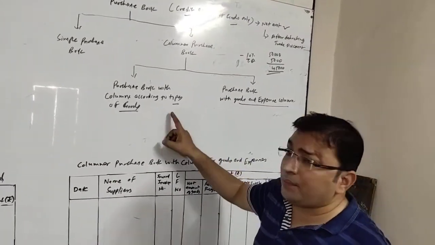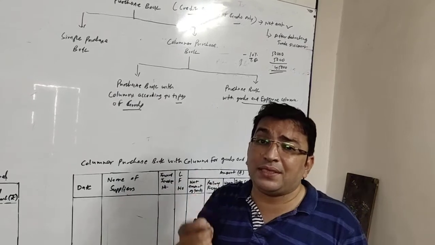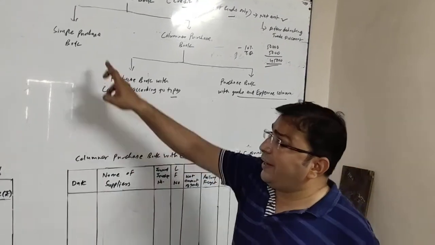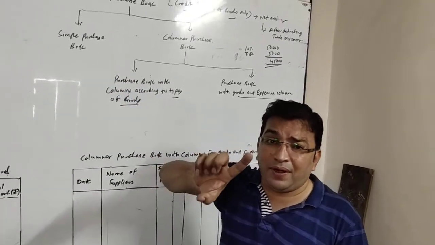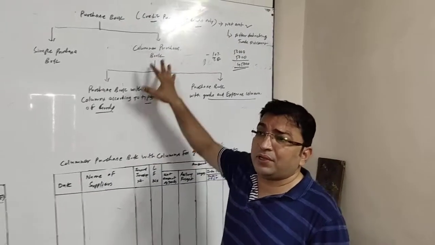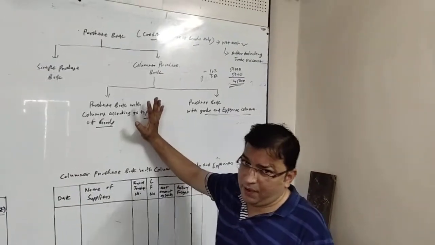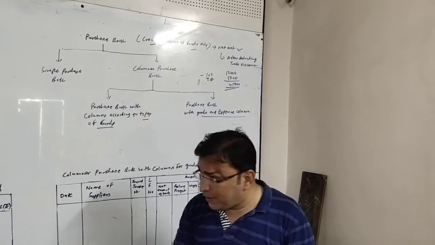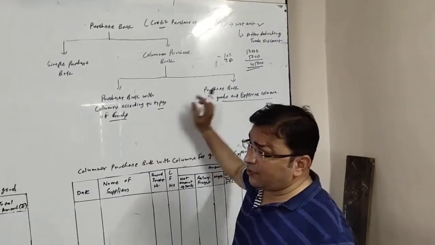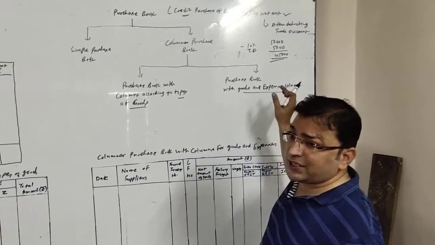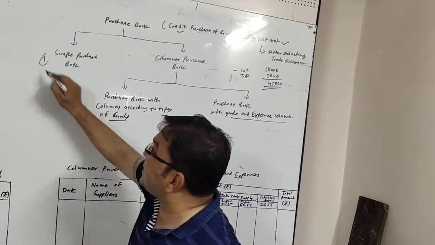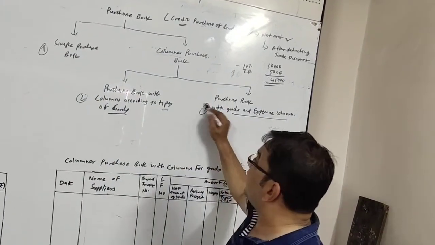When we talk about columnar, we are talking about the columns of amount. In simple purchase book there will be only one column for amount, and in columnar purchase book there will be more than one column for amount. So simple book, columnar book according to types of goods, and columnar book according to goods and expense column. One by one we will be seeing the specimen of all three.